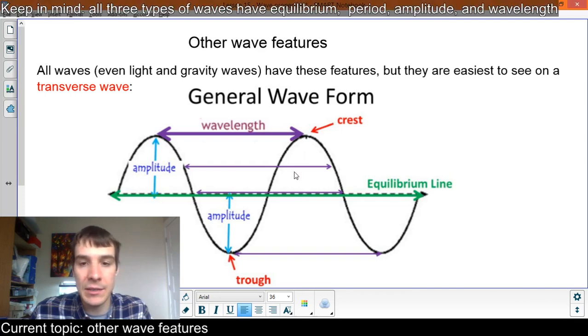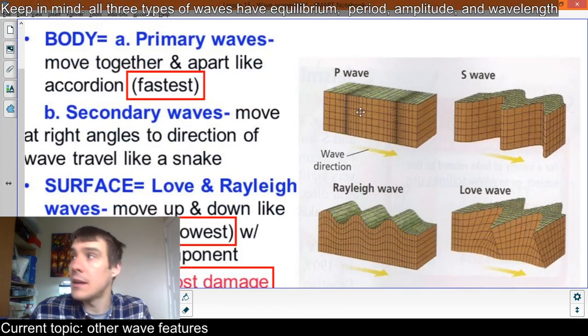So if I jump back to the earthquake thing, the P wave, there's some kind of equilibrium, the amount of compression that the ground likes to have, and this is too compressed and this is too spread out. The S wave, there's a certain place where the ground would like to be, and this is too far left and this is too far right. Same with the Rayleigh wave, same with the Love wave.